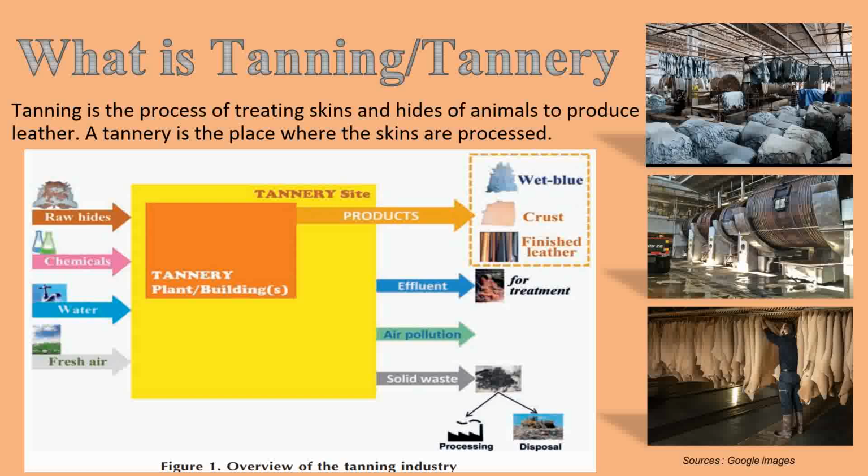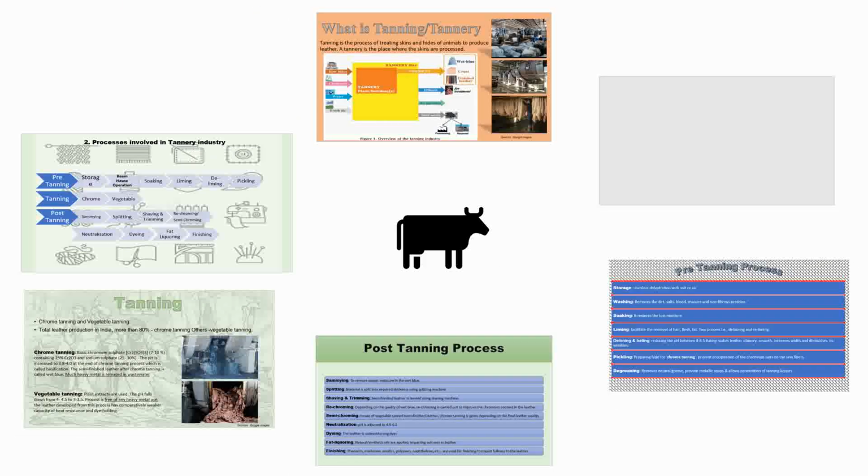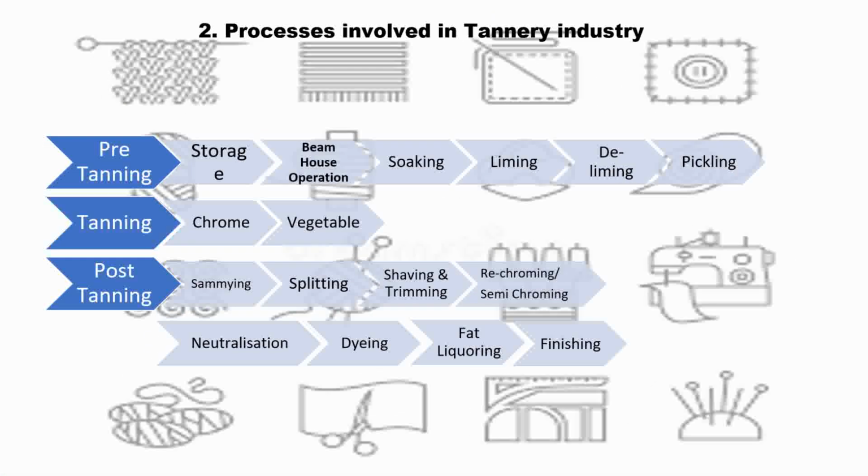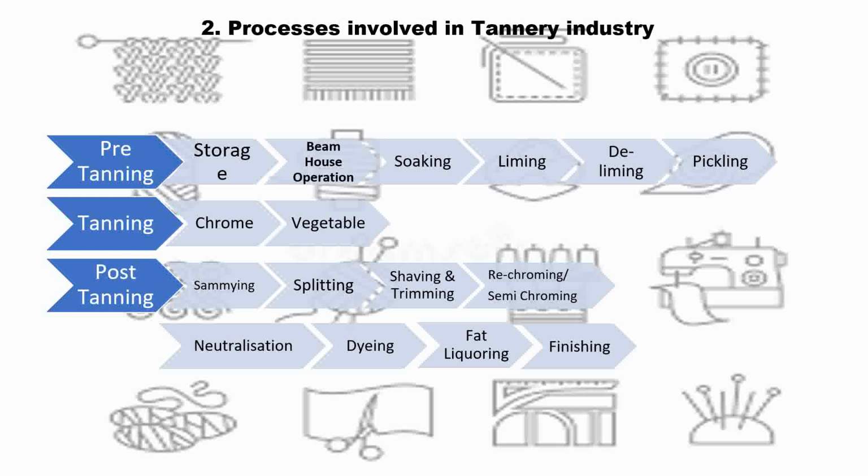and the whole industry where it is processed is called a tannery. Here the input, or raw material, is basically hides or skins, and chemicals, water and air are used, and it is processed at the site, which is called the tannery. The byproducts are the processed leather and effluent as wastewater, also air pollution and some solid wastes.